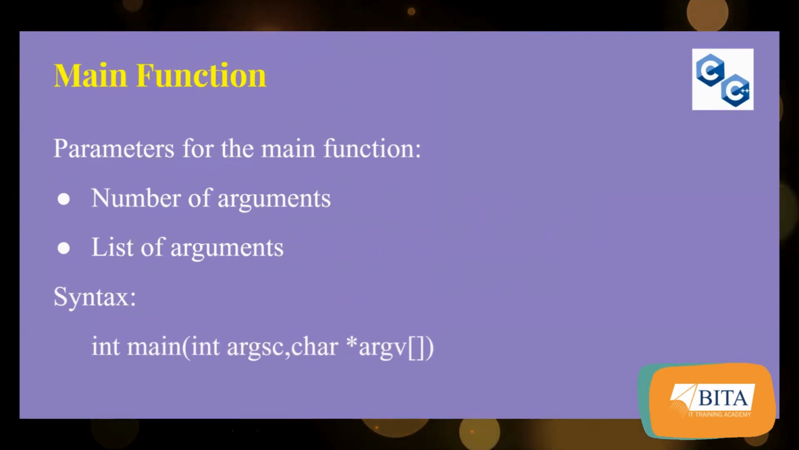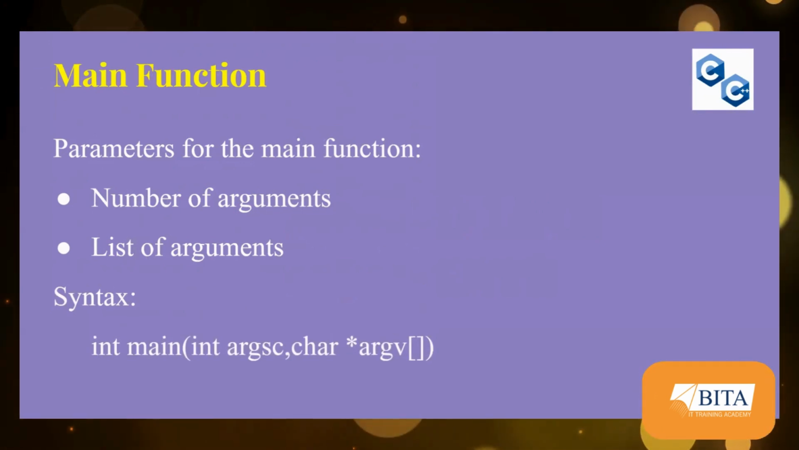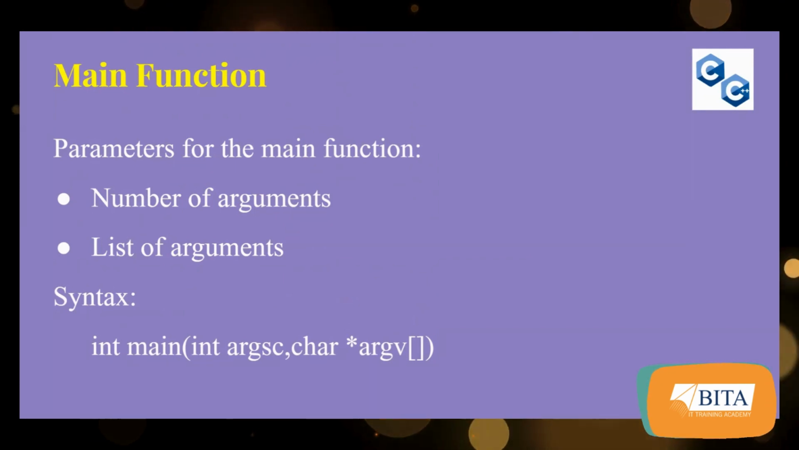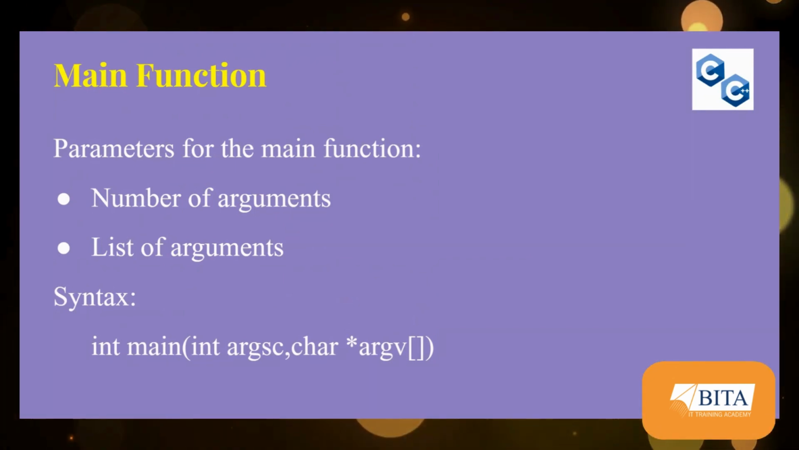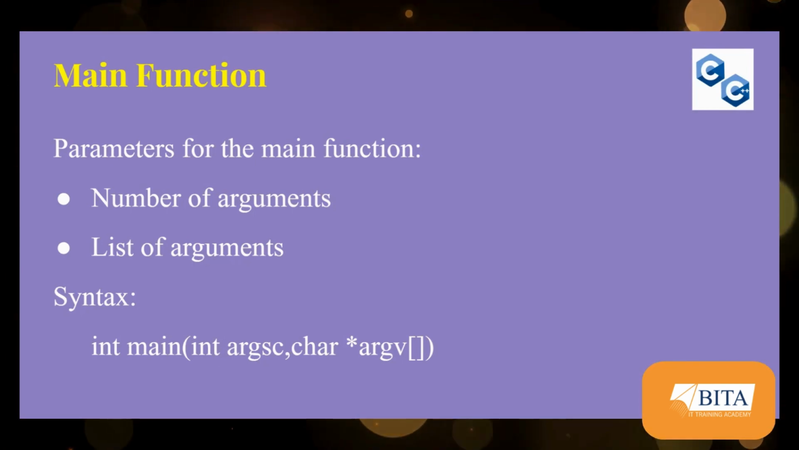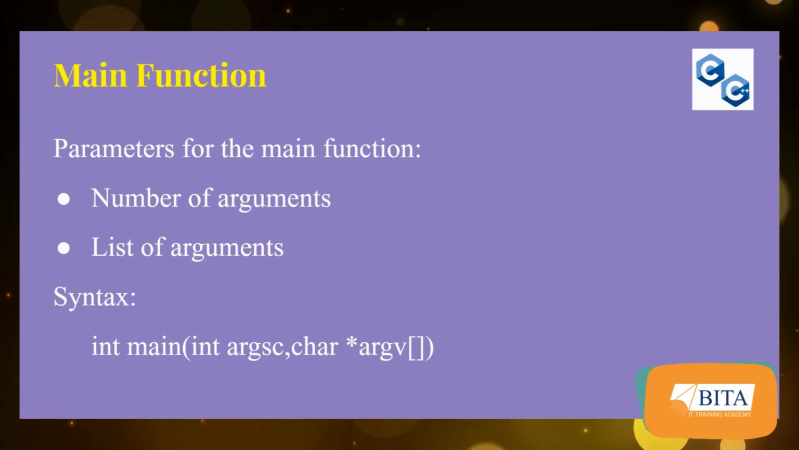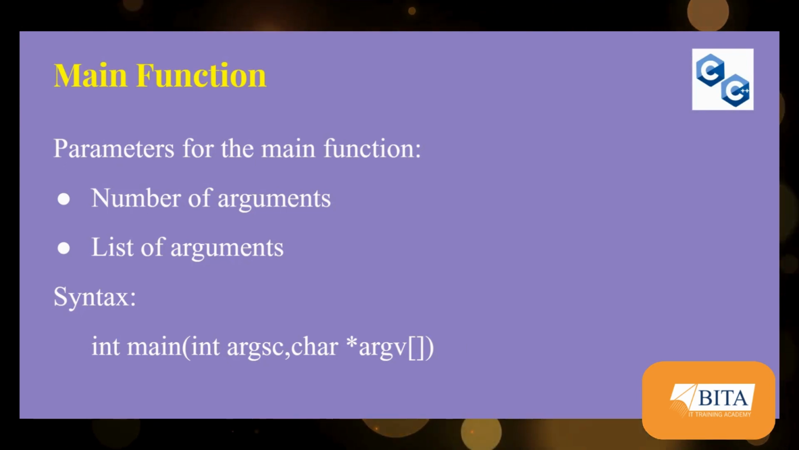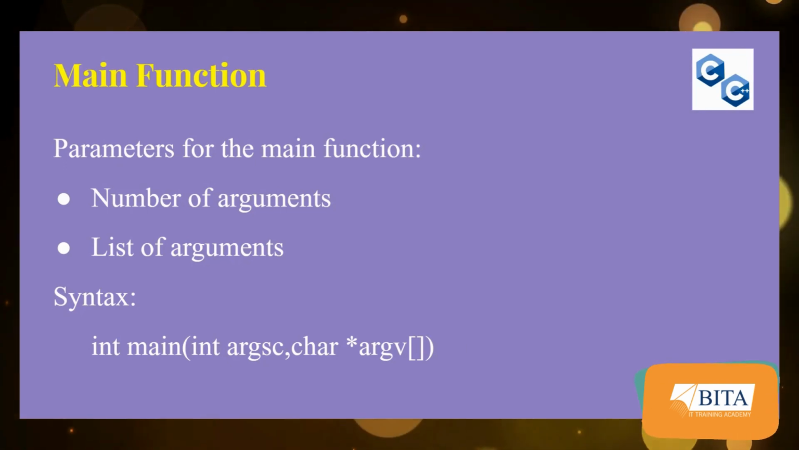main(int argc, char *argv[]), where argc contains the number of arguments, and char star argv is the array. So this represents the list of arguments that we are passing. And remember, argv[0] is always the name of the program.